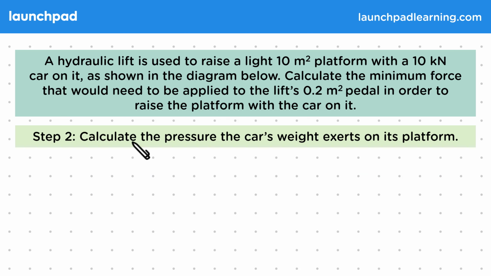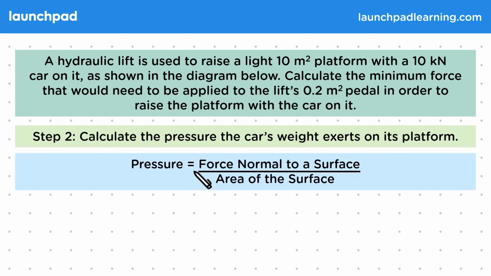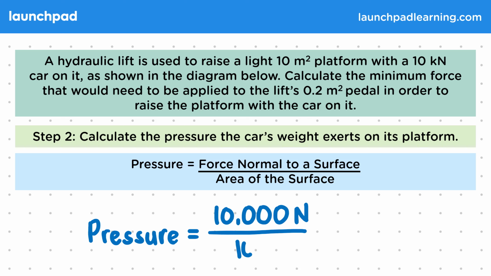Then in step 2, calculate the pressure the car's weight exerts on its platform, where we calculate pressure using the equation pressure is equal to the force normal to a surface divided by the area of the surface. The weight of the car is 10,000 newtons, and the area of the platform is 10 meters squared. So the pressure the car exerts on the platform is 10,000 newtons divided by 10 meters squared, which equals 1,000 pascals. Remember that pascals are units for pressure and are the same as newtons per meter squared.